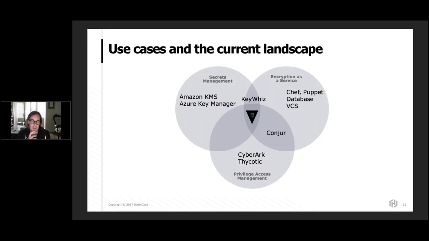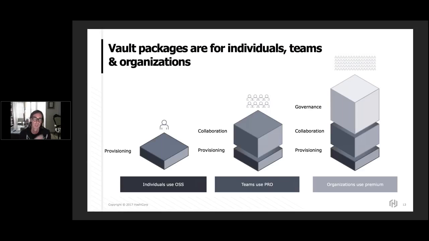So in the existing landscape, we've got things like KMS, we've got Azure Key Manager, you've got capability to do encryption service, and Chef and Puppet, Ansible Vault, but Vault really brings all of these things together, and it makes it very, very easy, as you'll see in our little demo.